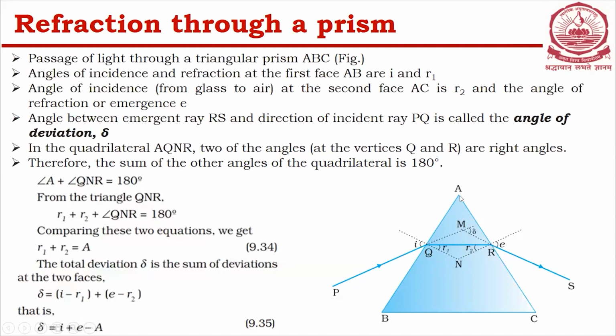AQNR. This is actually not a triangle, it is a quadrilateral. Two angles, that is Q and R, are at right angles. You can see this is at a right angle, and this is also at a right angle. These two angles are at right angles.